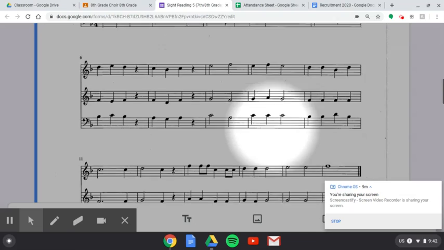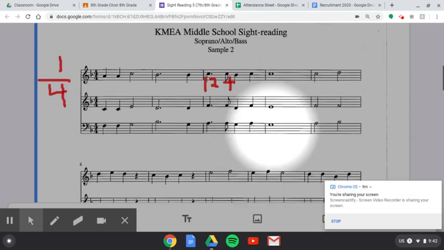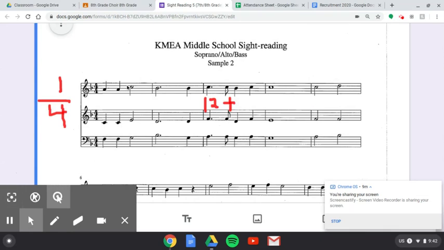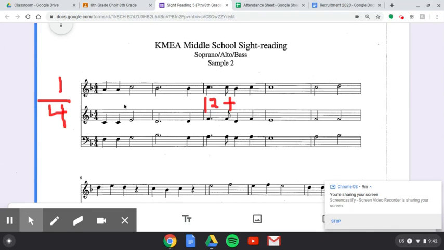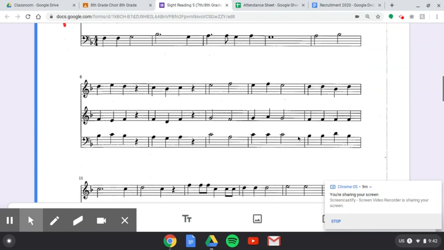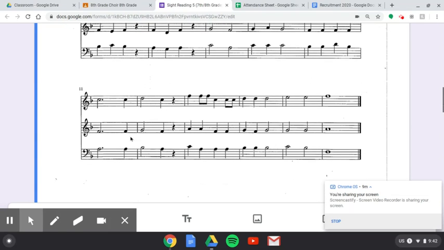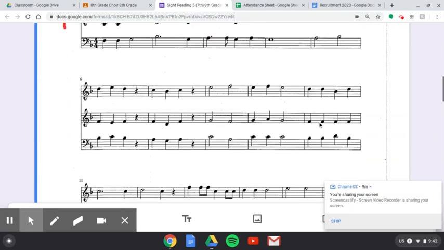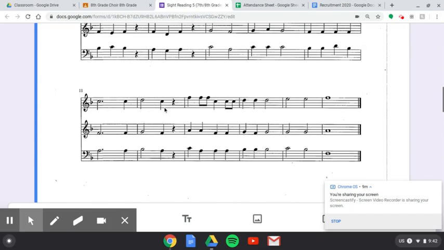The only other thing that we need to make sure we do, if I'm in 7th or 8th grade, is just making sure you're counting the measures right. So I see one system here, I see one system here, this collection of staves, and I see one system here. Make sure you count how many measures are in each system, and then you move on to the beginning of the next, just like you would a book.